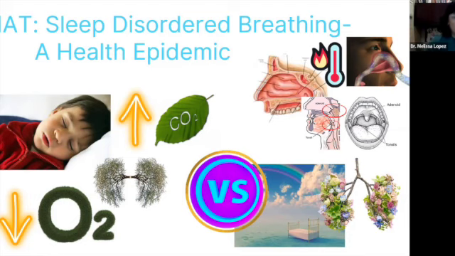Now, compare that to having your mouth open, where the air is not getting warmed, it's not getting filtered, and it doesn't have any or not many immunoglobulins on it. So you're introducing that into your system, and it can become a vicious cycle.